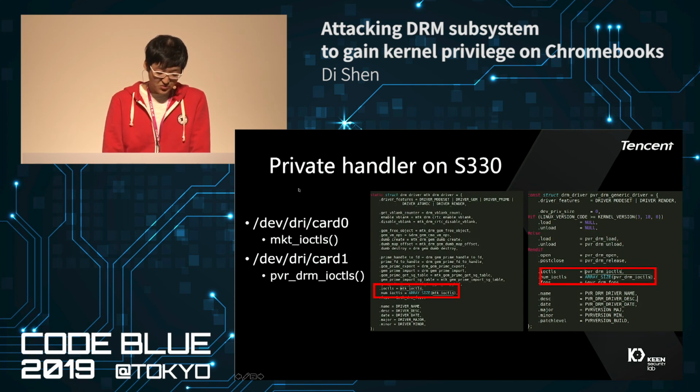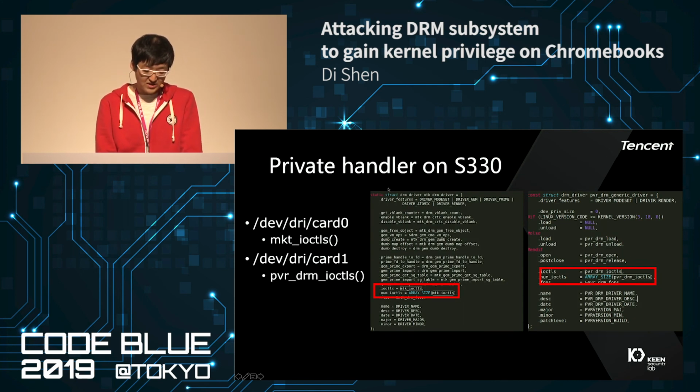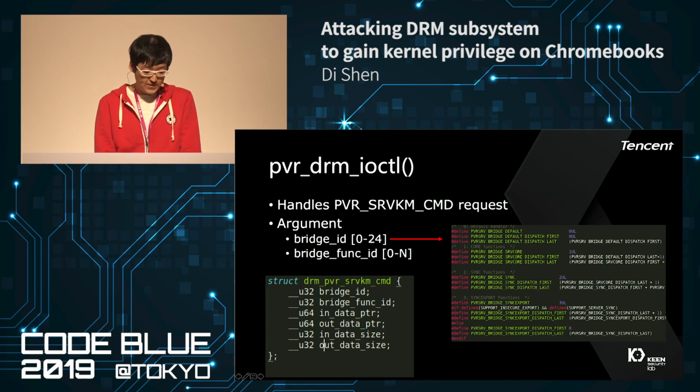So let's take a look at the private handler on the S330 Chromebook. There will be two private handlers. One is MTK I/O controls. Another one is PVR DRM I/O controls. So this time, we just focus on the PVR DRM I/O control.